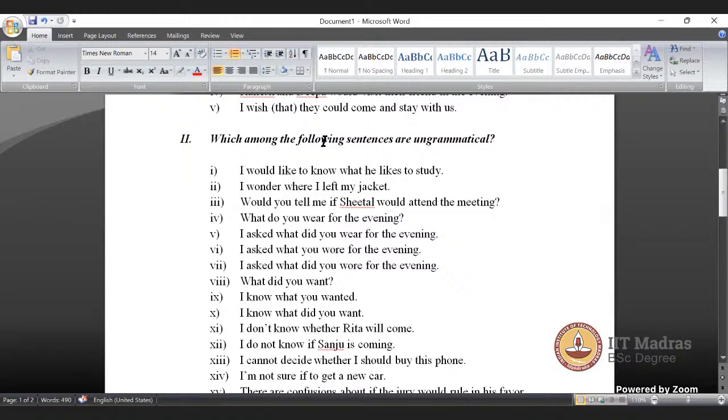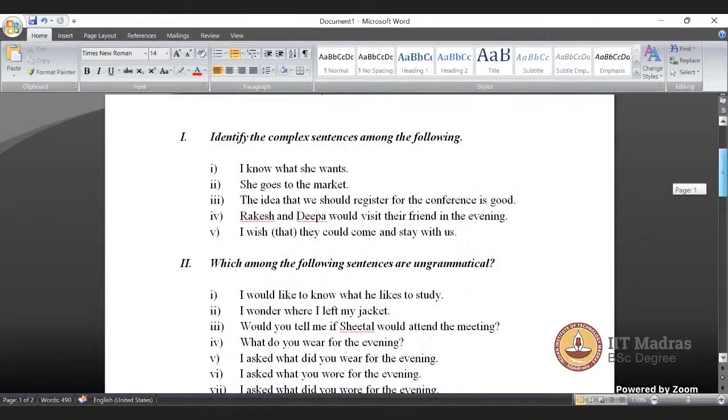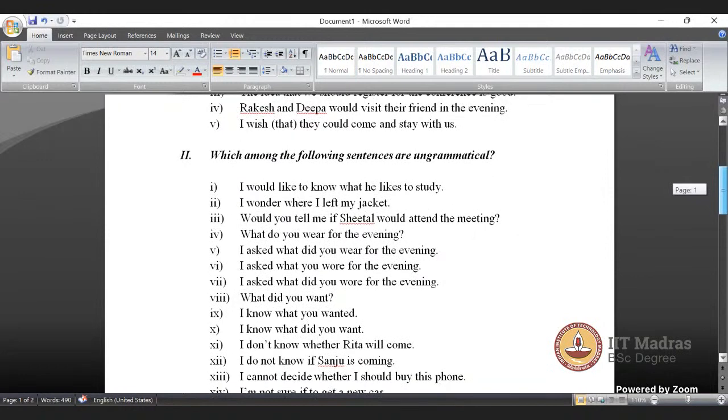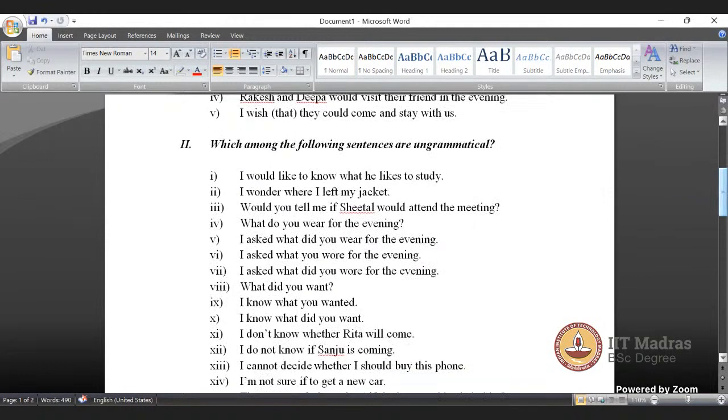Remember, we discussed it in the previous exercise. I know what she wants. So this what he likes to study resembles very much the what she wants segment in the first sentence. So the first embedding is to know what he likes to study, and within that again you have what he likes to study as a second embedding, right? If you remember, the lecture mentions this process in language, a very special feature of the language. Anybody remembers what that was called?